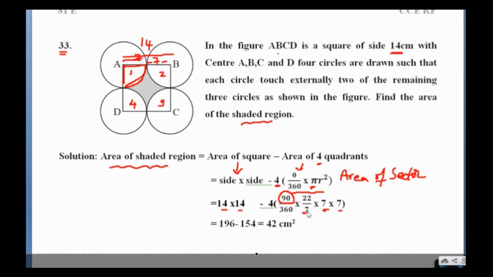It is not 14. Okay, 7 and 7 get cancelled, and 90 ones are 90, 4 fours are 360, this 4 and this 4 get cancelled. So what is remaining? 22 and 7, which is 154, and 14 into 14 is 196. So 196 minus 154 is 42 centimeter square. Therefore, the area of this blue shaded region is 42 centimeter square.